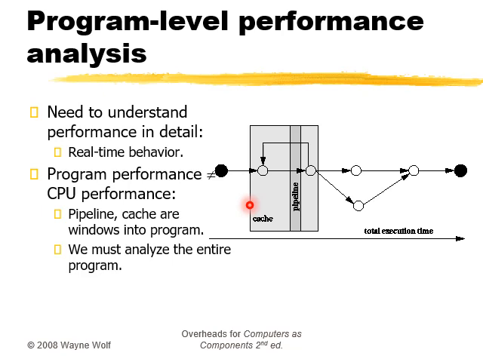In order to understand the total time of our program, we must look at the execution path. So this is the total execution path, and this is the total execution time, which is in general far longer than the pipeline and cache window. The pipeline and cache influence execution time, but execution time is a global property of the program. So we must analyze the entire program. Let's move to the next slide.